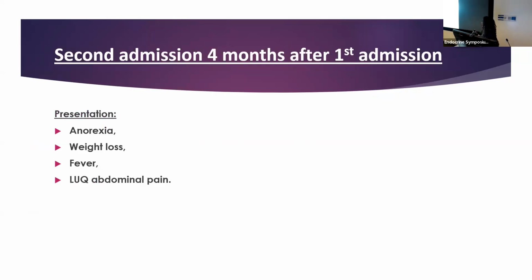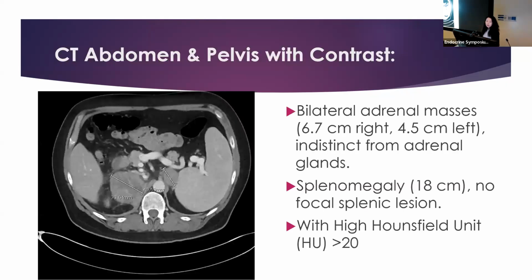Four months later, he presented with similar symptoms: anorexia, weight loss, fever, and left upper quadrant abdominal pain. So we repeated the CT abdomen-pelvis. This time, just after 4 months, it was quite a shocking picture: bilateral adrenal masses, 6.7 centimeters on the right and 4.5 centimeters on the left, and also the splenomegaly seen last time, with HU more than 20.